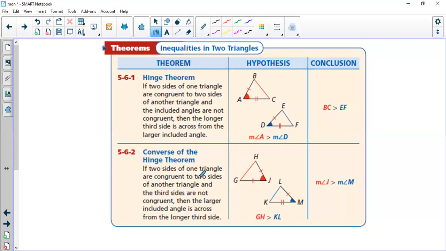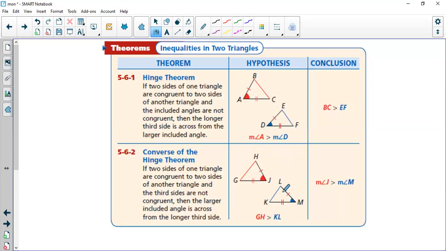Now, what does the converse of the Hinge theorem say? Completely put it the other way around. Here they said if two sides and the included angle. Now here what are they saying? If two sides of one triangle are congruent to two sides of another triangle and the third sides are not congruent, then the larger included angle is across from the longer third side. Here they gave us two sides and an angle, and they said we can compare the third side from the included angle. Here what they are saying, here they have given us all the three sides, right?